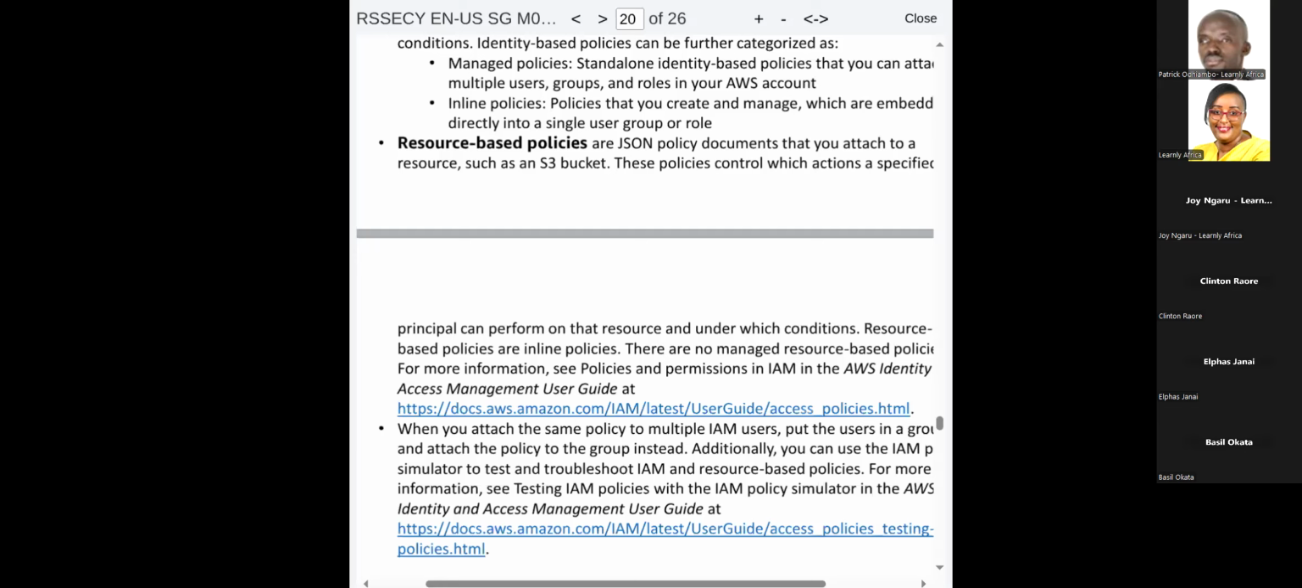Best practices for policies: use groups to manage shared permissions efficiently, apply the principle of least privilege to grant permissions only when needed and only the permissions needed. Use managed policies for consistency and reusability. We've said that managed policies can be attached to multiple users and groups. And test the policies using the IAM Policy Simulator. So you have a service called IAM Policy Simulator where you can test your policies. By the way, it's very, very important.